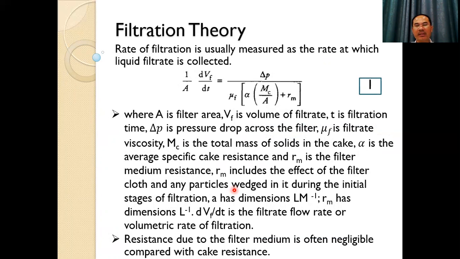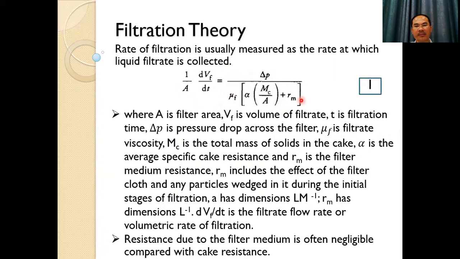In most filters, the clear liquid is passed through the filter cloth. Mostly we can express the volume of the filtrate, VF. That's right. VF is a function of pressure drop. It's a function of the viscosity of the fluid. Mu F is the viscosity of the fermentation broth.